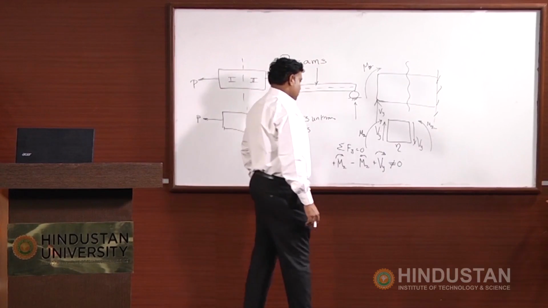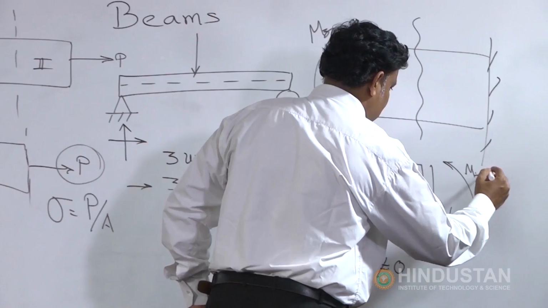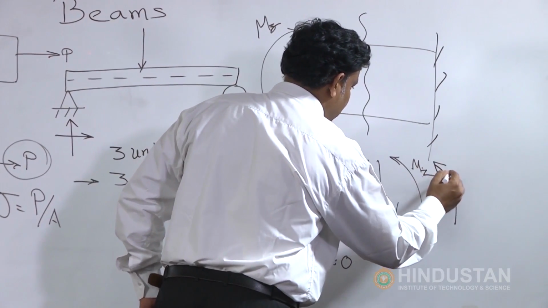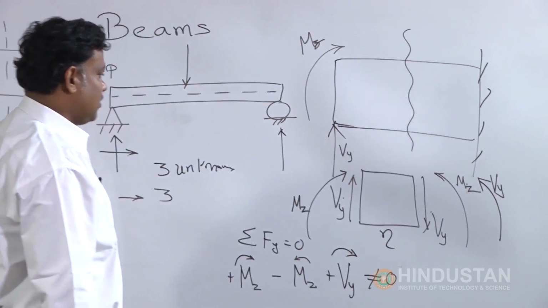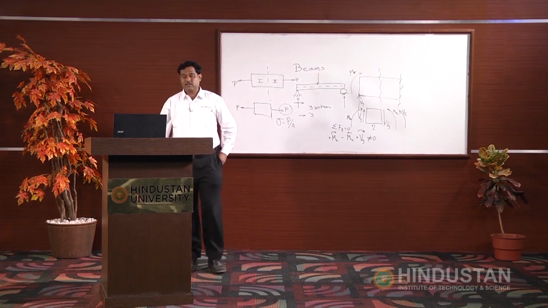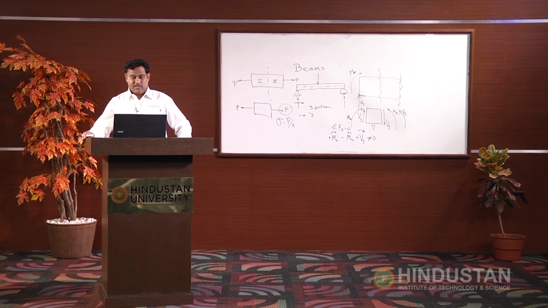So, what you have to do? There is a resisting moment, another moment acting. Now, I can say this is in equilibrium. That is only it is shown in the figure. On the left face it is Mz, on the right face it is Mz plus Vy eta.